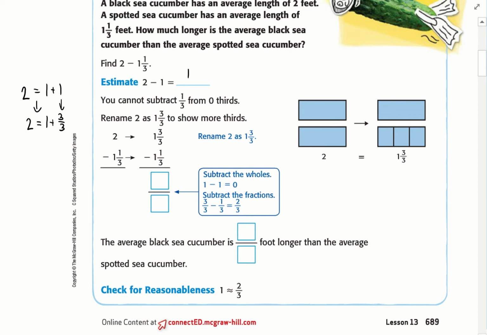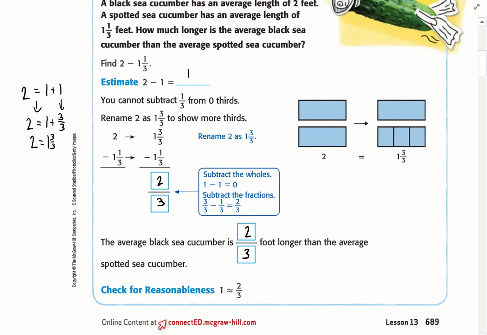So we know 1 plus 3/3 is going to equal 1 3/3. So 2 equals 1 plus 1, and then I changed one of my 1's to 3/3. So 1 plus 3/3 equals 2, so 2 equals 1 3/3. Now that I've done that, I can do my fractions: 3 minus 1 equals 2, and my denominator stays the same, and 1 minus 1 equals 0.